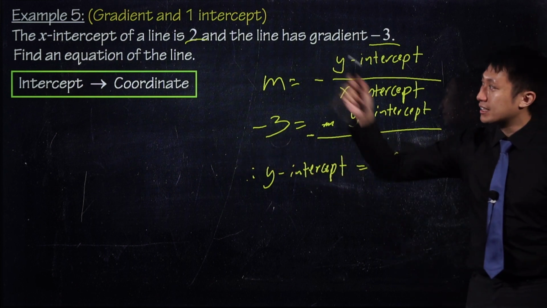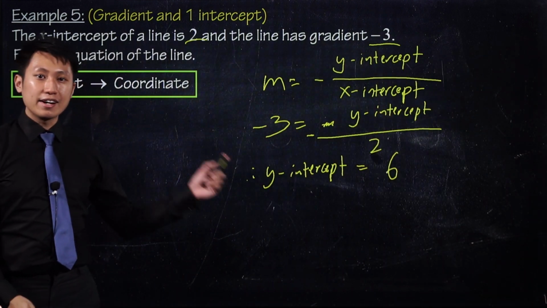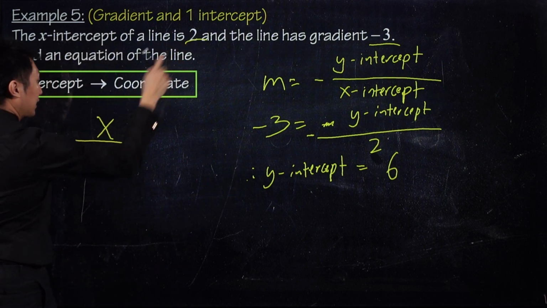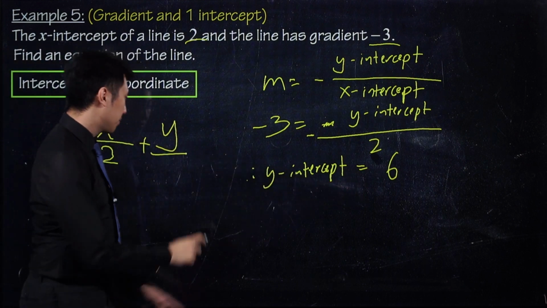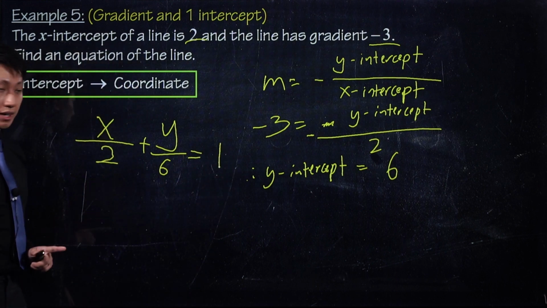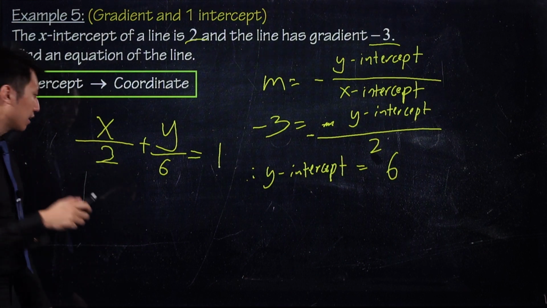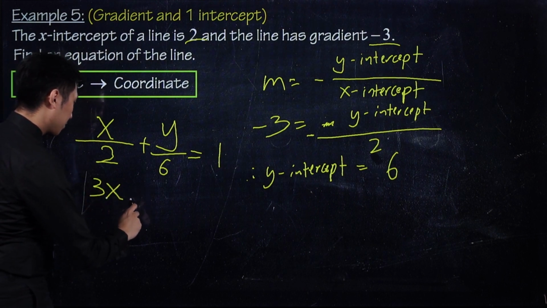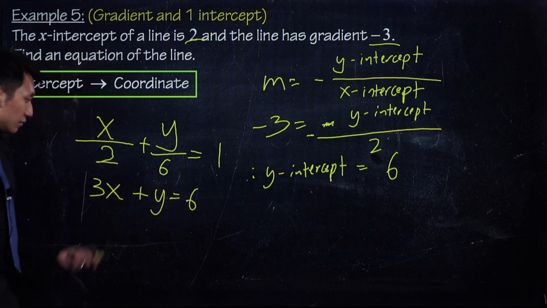Hey, I got my x-intercept and y-intercept. So what can I do? I can write the equation in intercept form: x divided by x-intercept plus y divided by y-intercept is equal to 1. Okay, if you want to leave this, I'm okay. If you feel not comfortable, you multiply both sides by 6. Then this one gives you 3x, sorry, and yeah, correct, then plus y is equal to 6, and you get your answer.